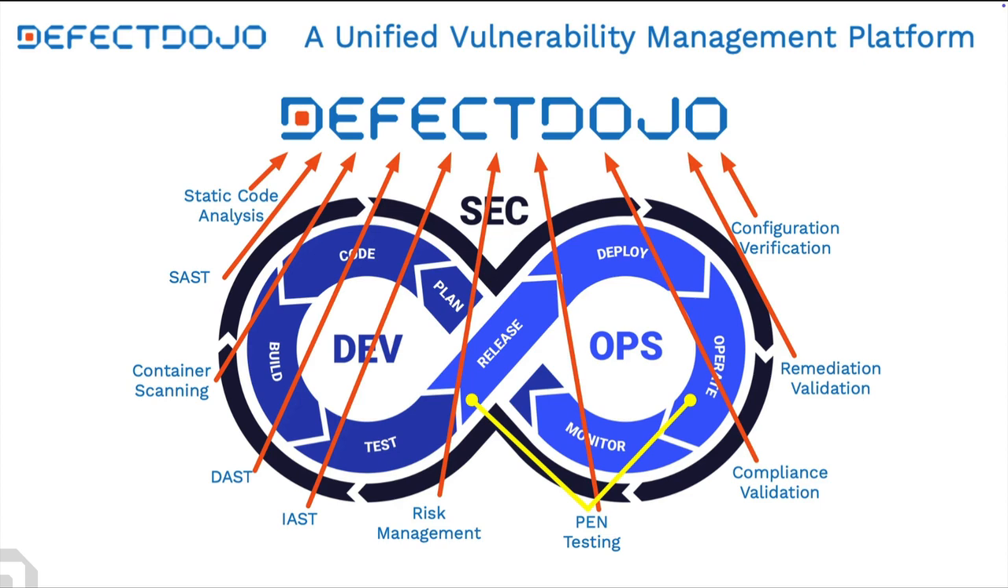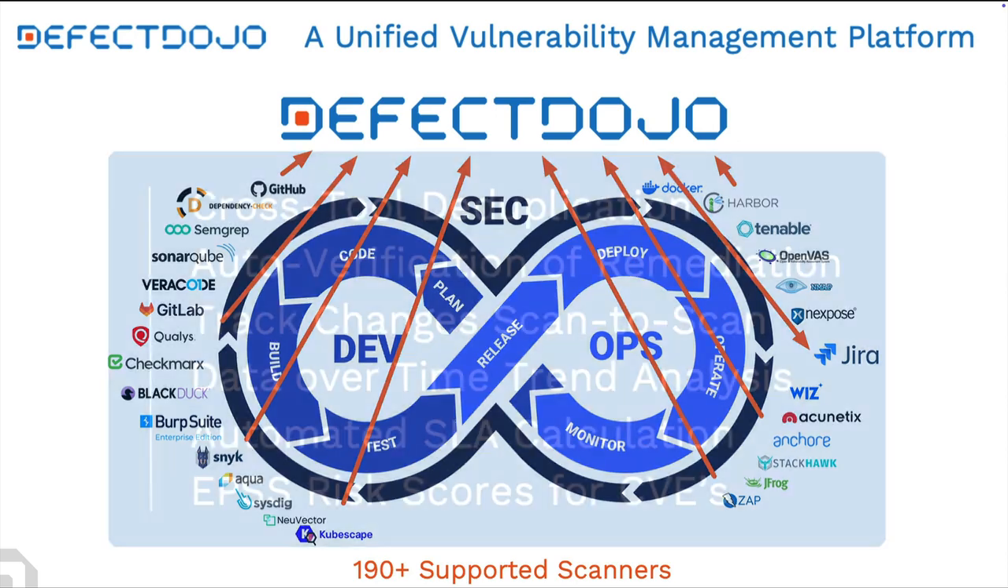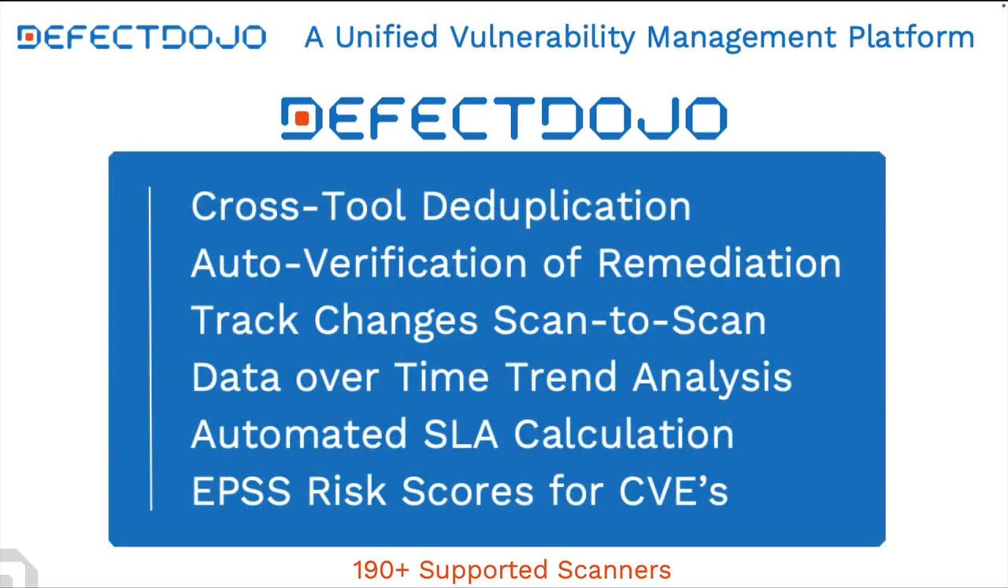DefectDojo doesn't require process changes or complex integrations because users can push or pull exported findings files from hundreds of security tools. And best of all, DefectDojo performs deduplication between tools, automated verification of remediation, and tracking of changes over time, helping security professionals focus on their priority actionable vulnerabilities.